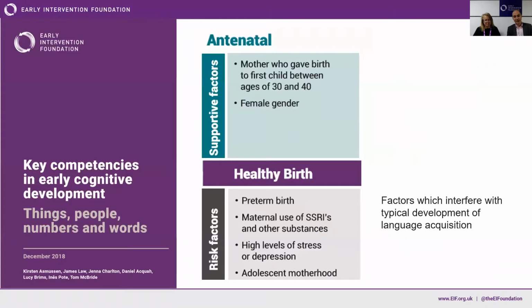In fact, a healthy birth and a timely birth is one of the key factors listed in this slide, which are significant for the development of language acquisition. Children who are born preterm are much less likely to meet the developmental milestones for language acquisition. So it's a critical factor, trying to find a way to build healthy pregnancies into the local early years system.